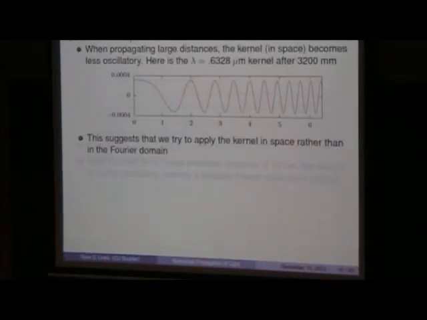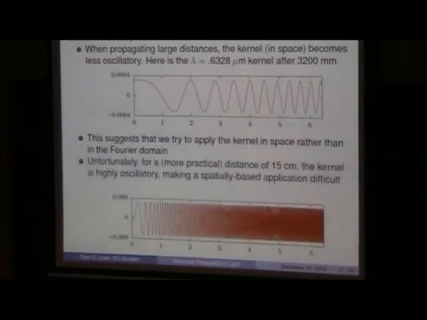So the last idea I want to talk about before I move on to ours is the idea of convolving directly in space. And this idea is motivated by the observation that when you propagate long distances, the kernel in space becomes less oscillatory. So here I'm showing you the real part of the kernel from the previous example after you've gone 3,200 millimeters. And it's not oscillatory at all, and so integrating against a kernel like that is easy. Unfortunately, for more practical distances, say 15 centimeters, the kernel is still highly oscillatory. So this is what it looks like after 15 centimeters. Convolving against that is quite difficult.